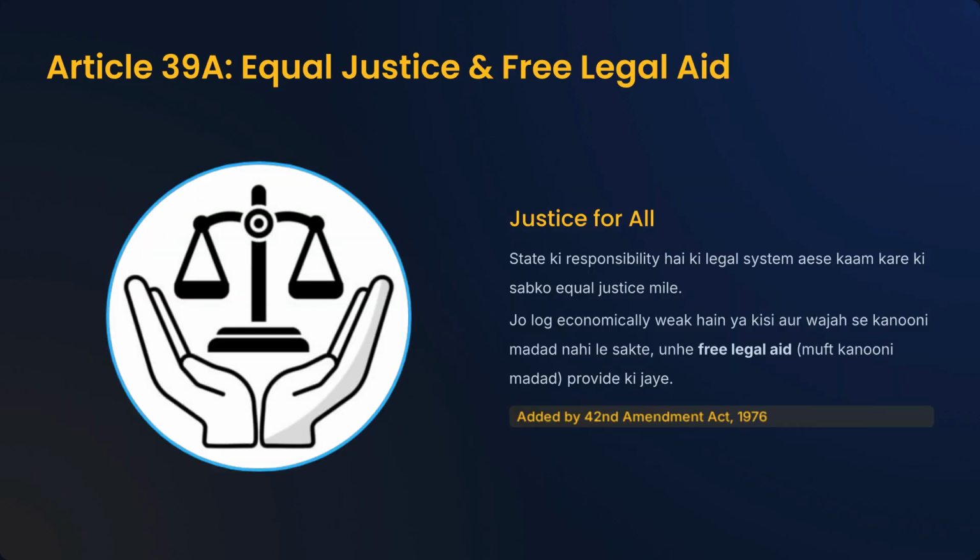Article 39A, added by the 42nd Amendment Act of 1976, is about equal justice and free legal aid. It is the state's responsibility to ensure that the legal system works for everyone to get equal justice, providing free legal aid to the economically weak.